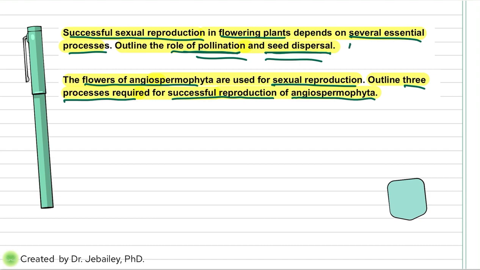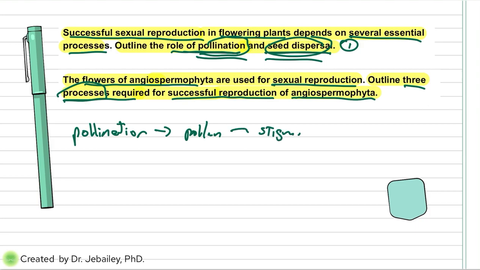On the first one, it gives away two of them, pollination and seed dispersal. And the bottom one talks about three processes. So they're both still talking about the angiosperm phyta, the sexual reproduction. When we say pollination here, we're talking about pollen going from the anther into the stigma, eventually to the style, right? And from the style, eventually to the ovary to get to the ovule so you can do fertilization.